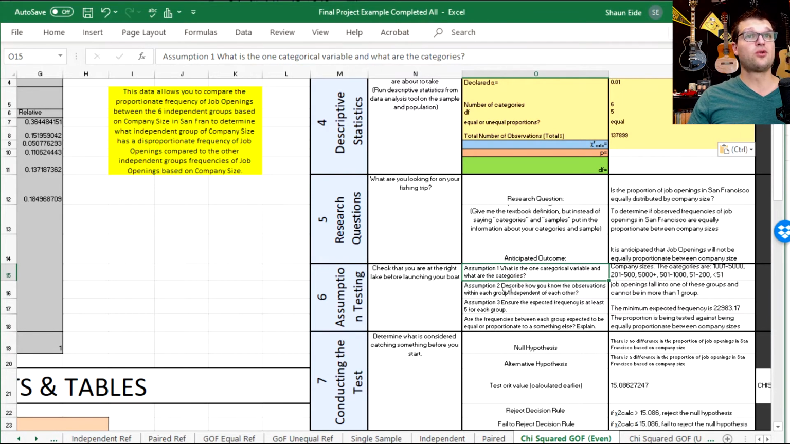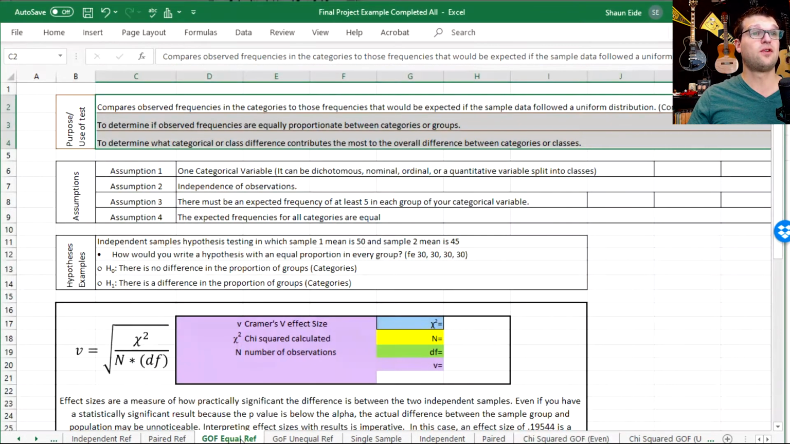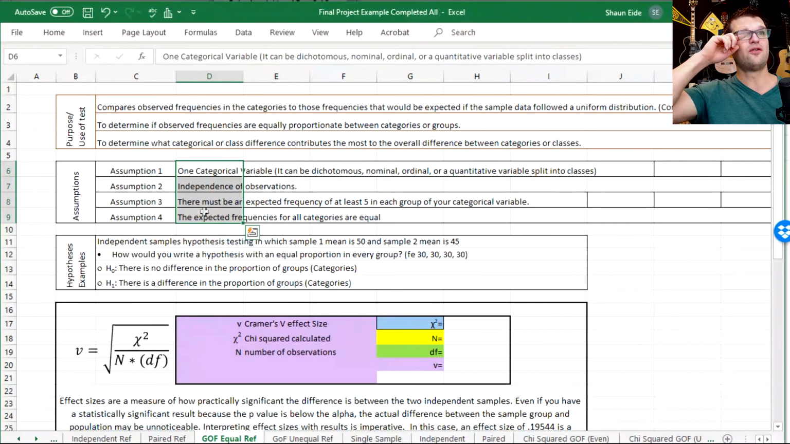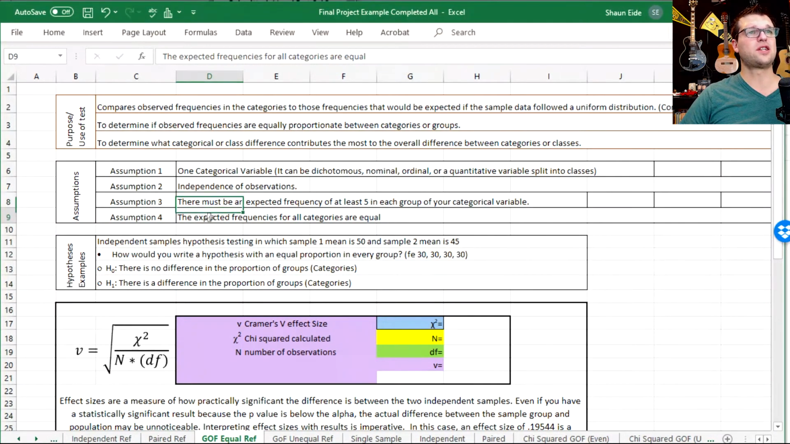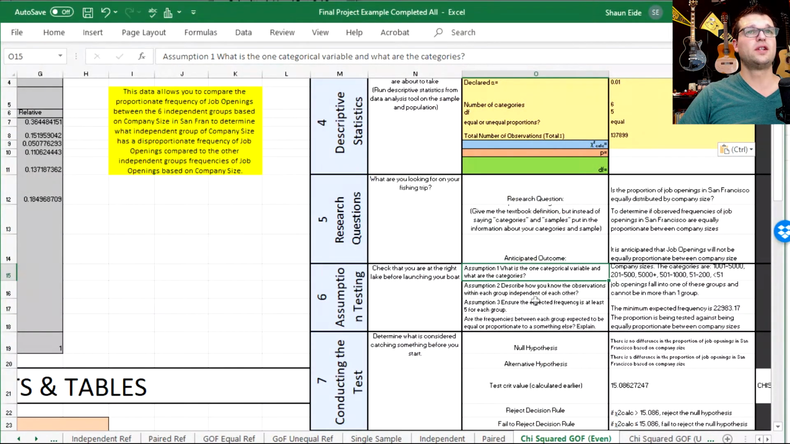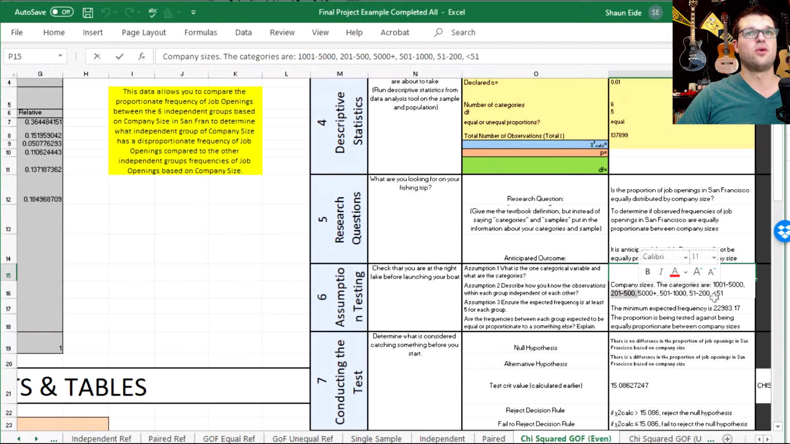Next, we're going through the assumptions. Once again, goodness of fit for equal. Here's the assumptions: that there's one categorical variable, that there's independence of observations, that there must be an expected frequency of at least 5 in each category, and that the expected frequencies are all equal. So coming back over here, what is the one categorical variable? The one categorical variable is company size. So if you look right here, we've got company size right here. And the categories are 1,000 to 5,000, so on and so forth, all the way. So I tell you the company size is the main category, and the different categories inside of there are the sizes of the company.